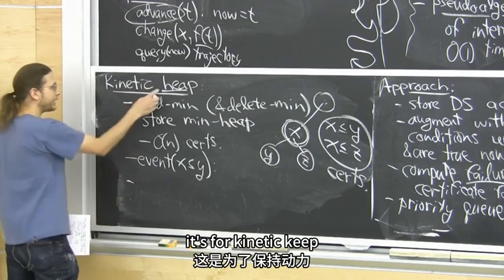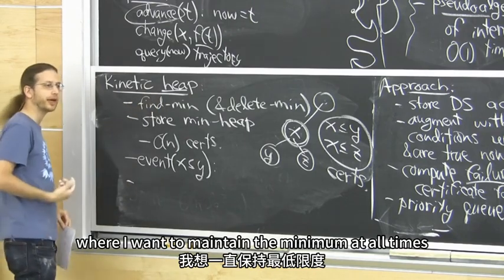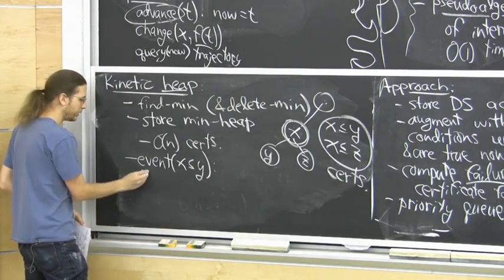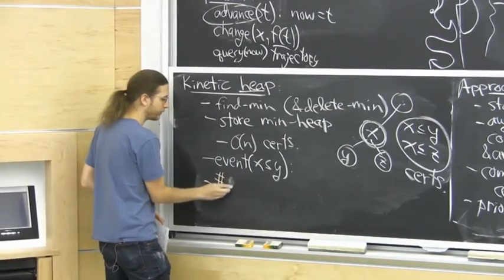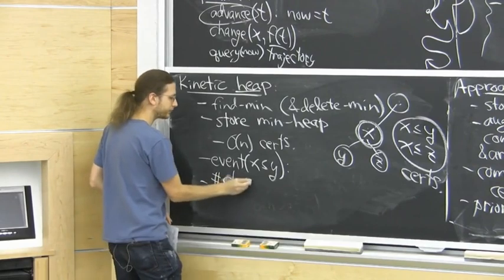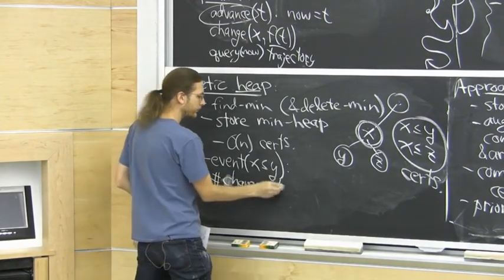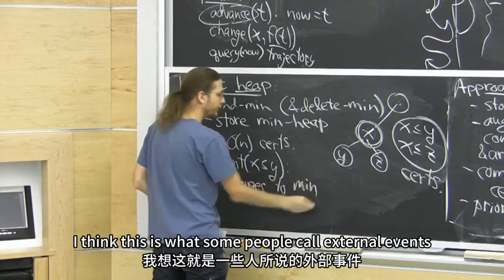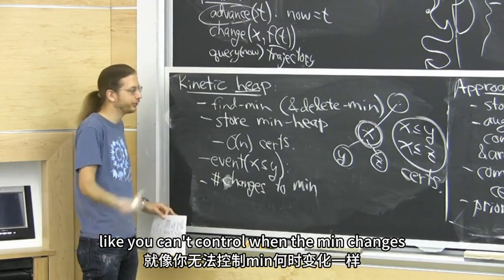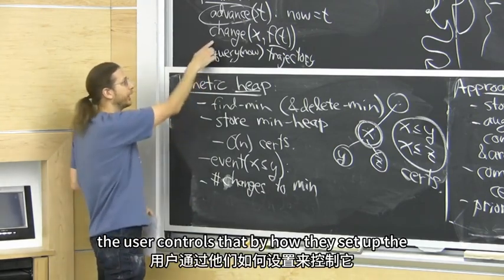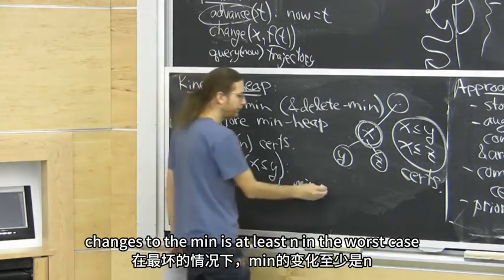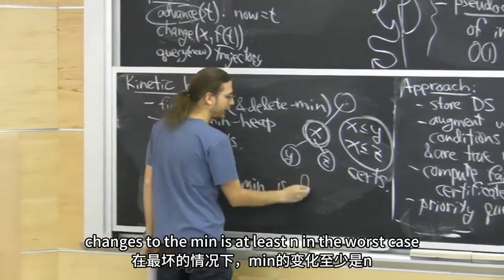For kinetic heap, where I want to maintain the minimum at all times, there is actually a very clear lower bound. The number of changes to the min, I think this is what some people call external events. You can't control when the min changes. The user controls that by how they set up the trajectories. Changes to the min is at least n in the worst case.